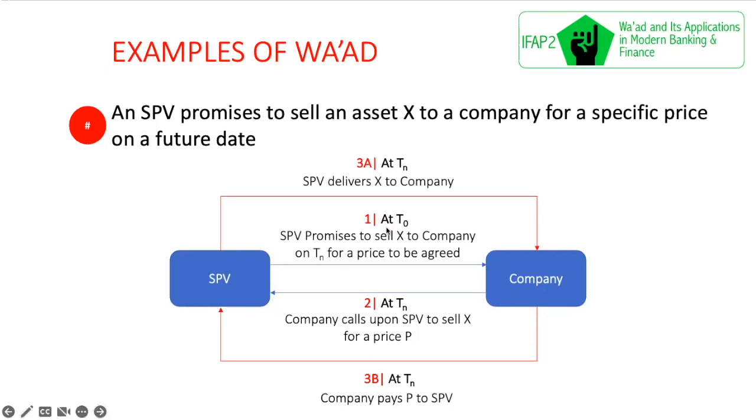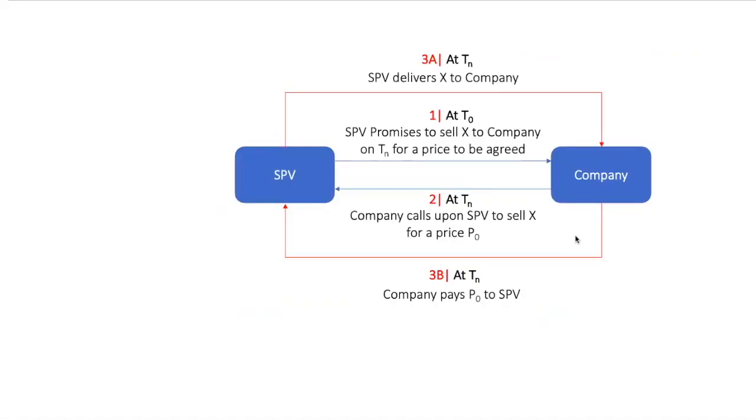Now, if at T naught, SPV has promised to sell X to company on TN for a price to be agreed. However, when TN comes, the company doesn't call upon this promise. Then 3A and 3B, they wouldn't take place. So this is actually an option of this company whether to call upon the promise or not. This must explain the difference between WAD and a sale and purchase agreement, which becomes binding once it has been executed. Now, this is the arrangement which I have explained, and I would like to put this arrangement in a context as my first example of contemporary application of WAD in banking and finance.